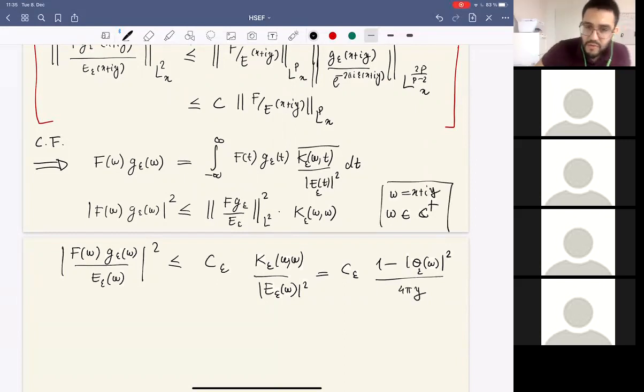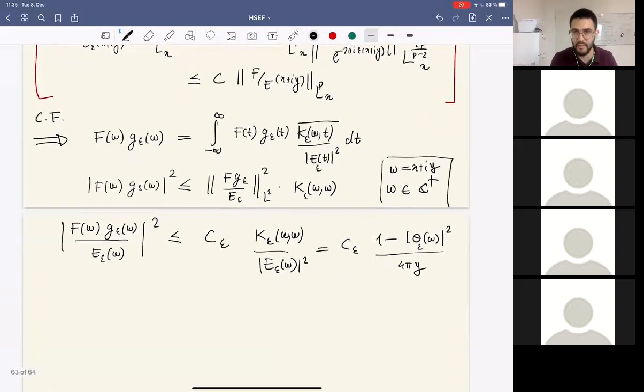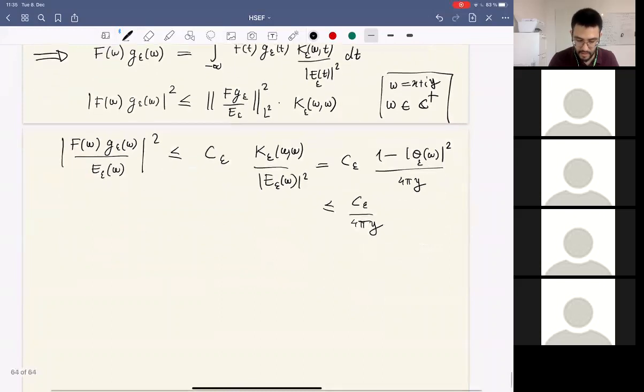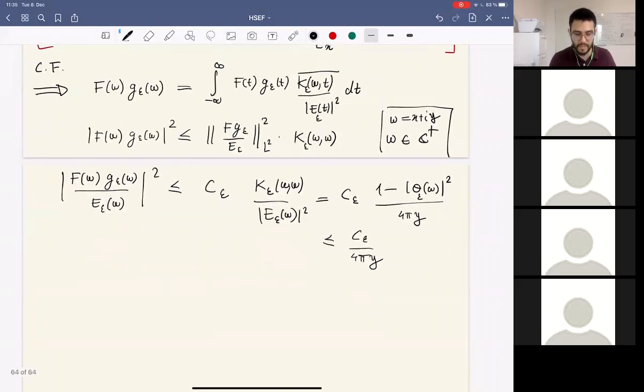It's a computation I have to do, but I'm claiming it's true. And then, you know that theta in the upper half plane is less than or equal to one, so just bound this by the constant divided by four pi y. And now it's easy to show, and I will leave it as a reading exercise.